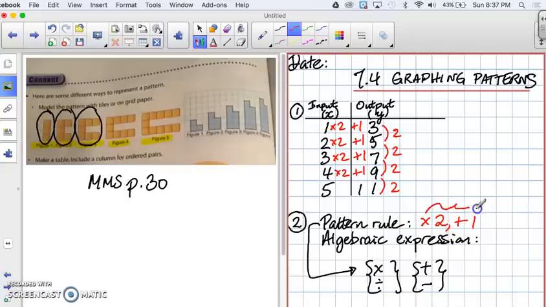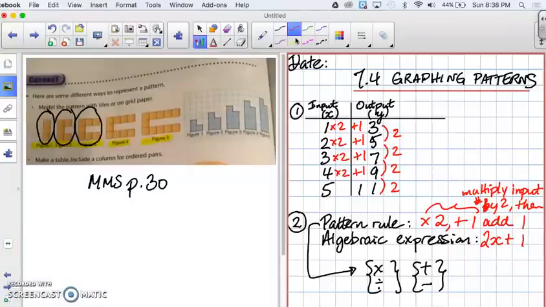Now here, I'm going to write it in words because that'll help us with our algebraic expression. Multiply the input by 2. Then add 1. So again, the pattern rule is multiply the input number by 2 and add 1. To turn that into an algebraic expression, we can just say multiply the input number, which is going to be x, by 2, and then you add 1. And that is our algebraic expression.